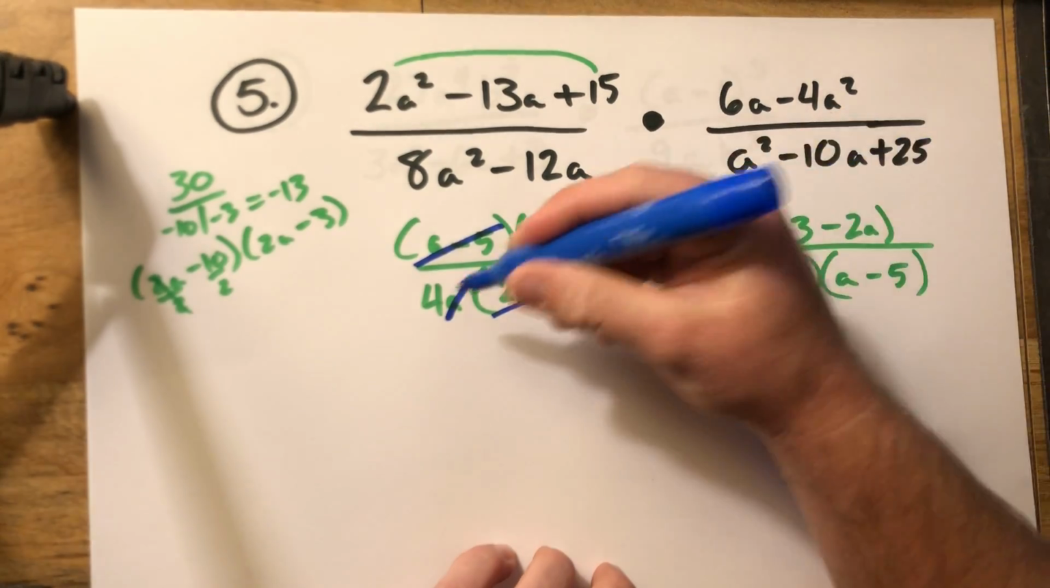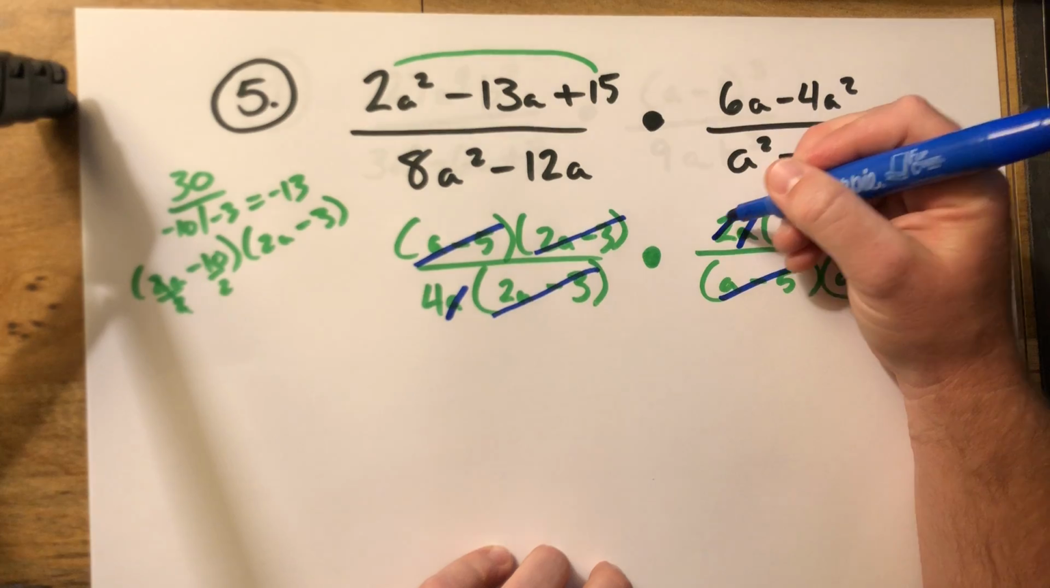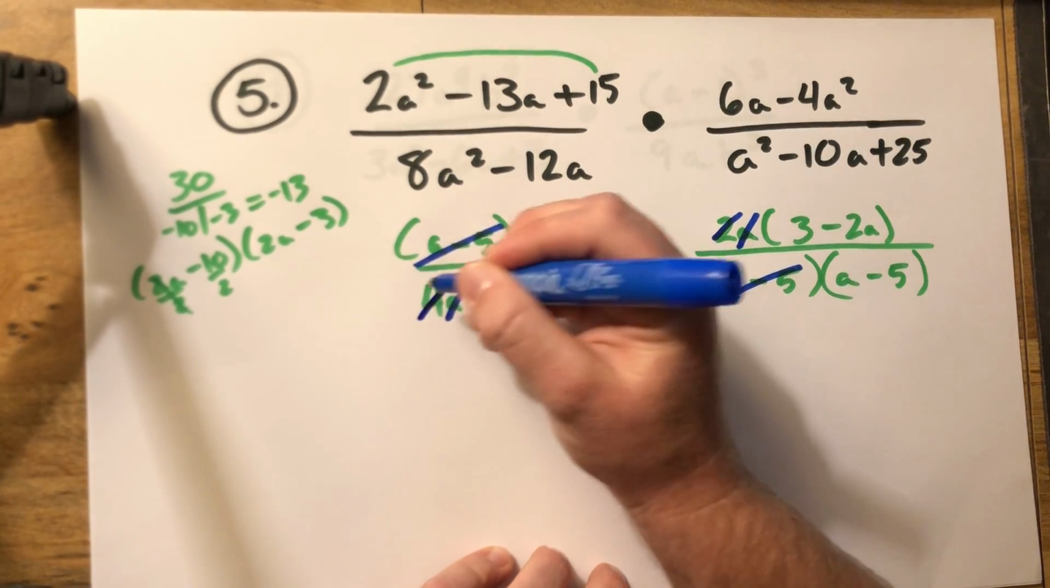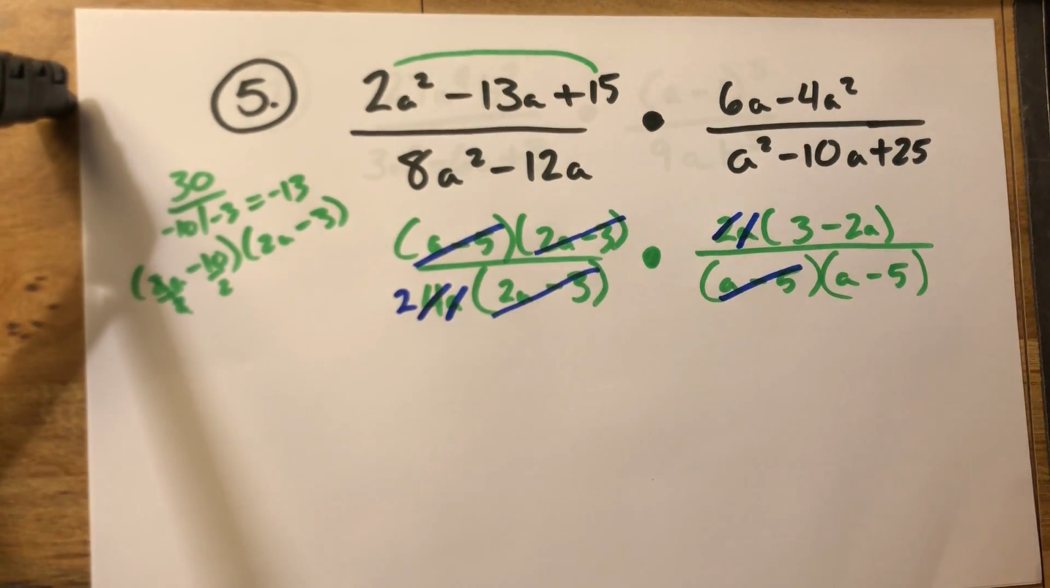It looks at the 2 and the 4 here. If I divide it by 2, I get 1. That's gone. If I divide by 2, I get 2. So the 2's left there.